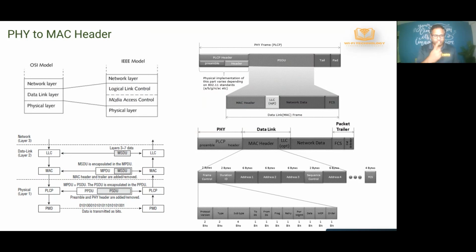So if you look at our OSI model again, on the top left-hand side, we said that wireless LANs operate primarily in the physical layer and the data link layer. So we talked about the physical layer in the last module. We said that the physical layer has two sublayers, the PLCP layer and the PMD sublayer. Now we are into the data link layer, and the data link layer also has two sublayers, the logical link control and the medium access control, or the MAC.